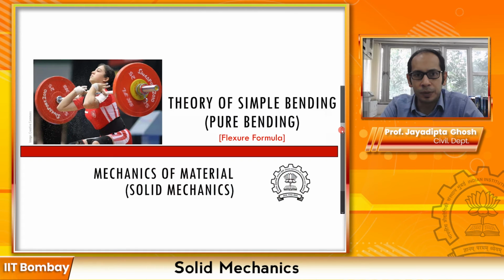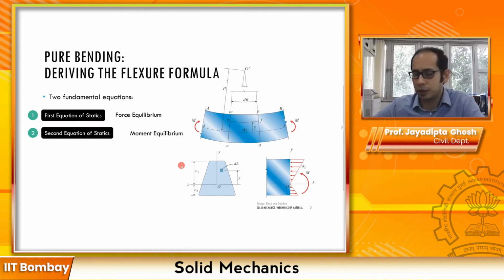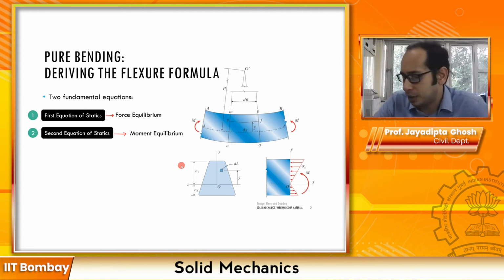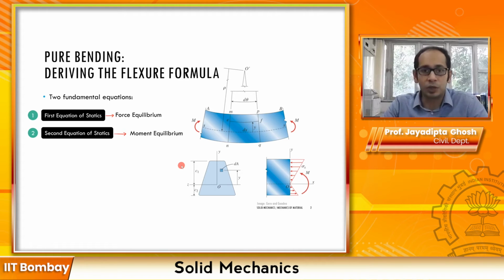To derive the flexure formula, we are essentially going to make use of the first two equations of statics. The first equation of statics is the force equilibrium, and the second equation of statics is the moment equilibrium. Before we go ahead and write the equations, what you will see come out of the first equation of statics is essentially the location of the neutral axis.